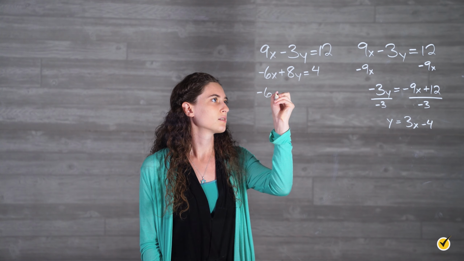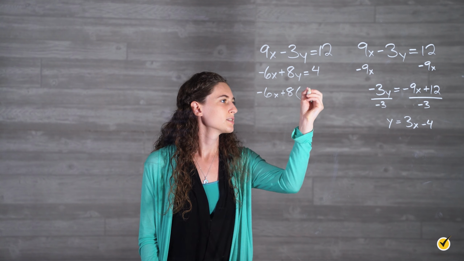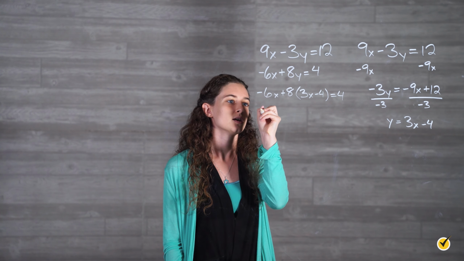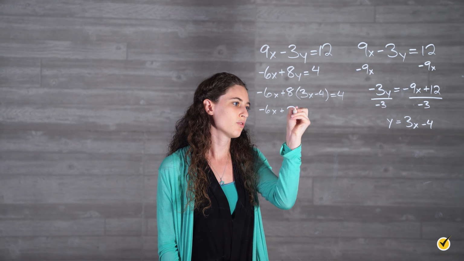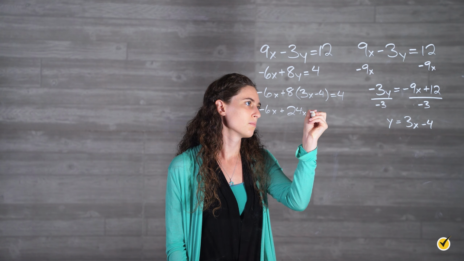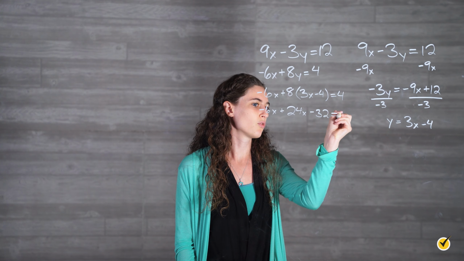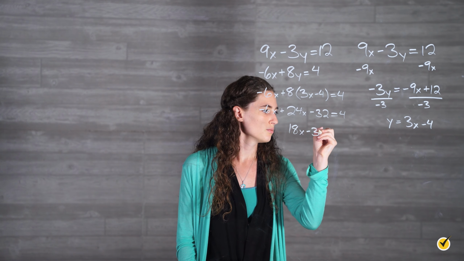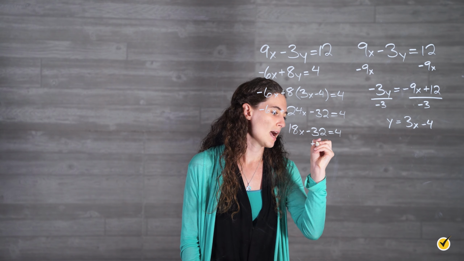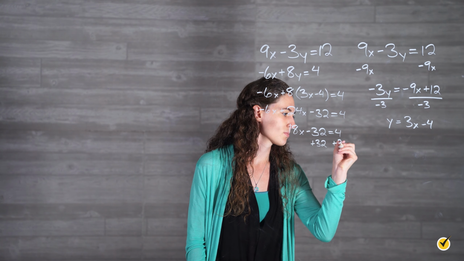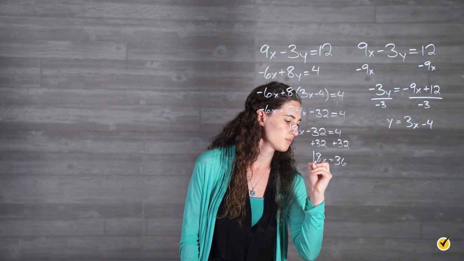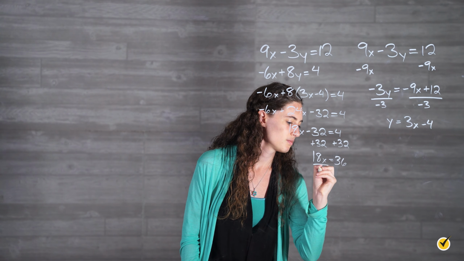So negative 6x plus 8 times (3x minus 4) equals 4. Negative 6x plus 24x minus 32 equals 4. Now when we add these two together, we get 18x minus 32 equals 4. Add 32 to both sides. We get 18x equals 36. Divide by 18 on both sides. And we get x is equal to 2.